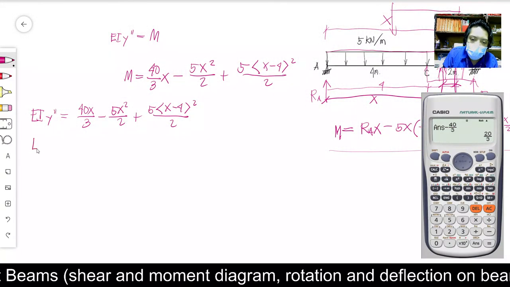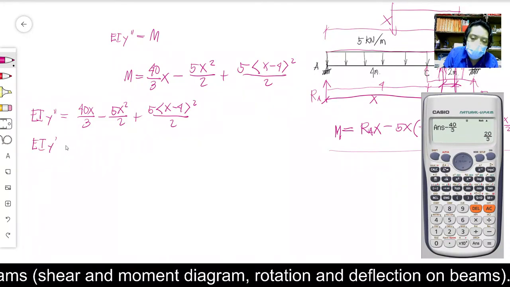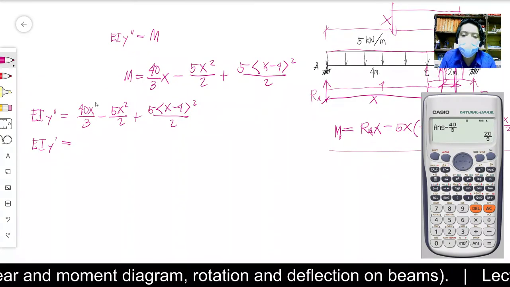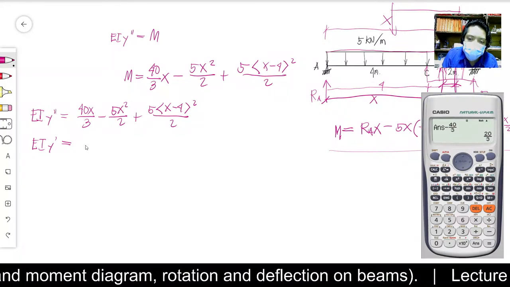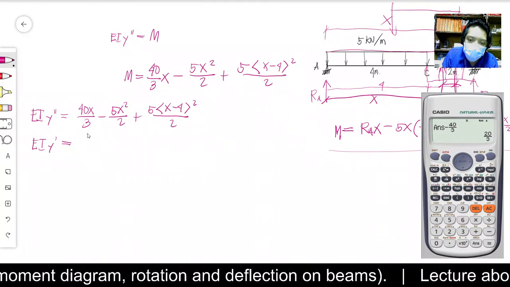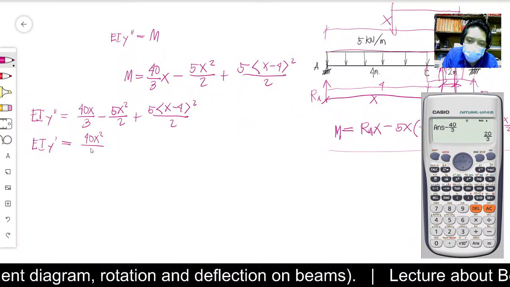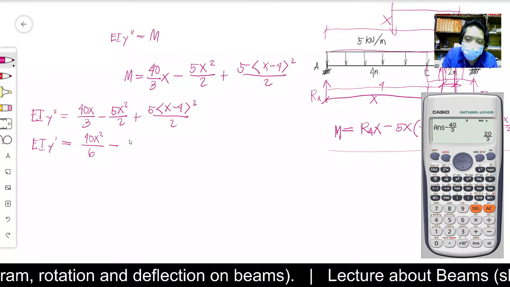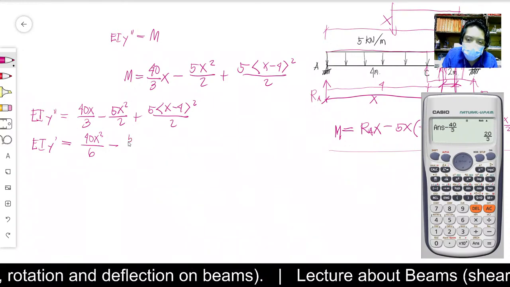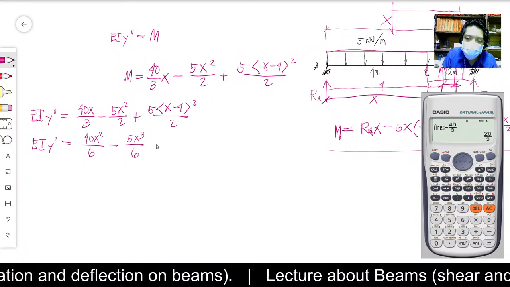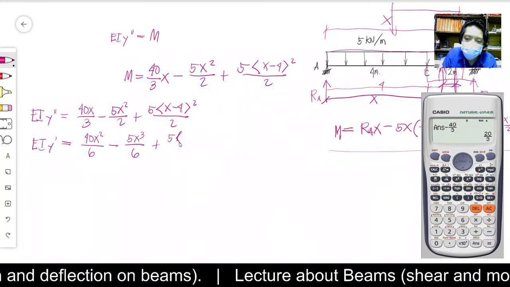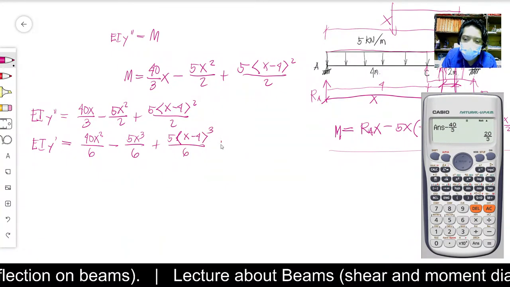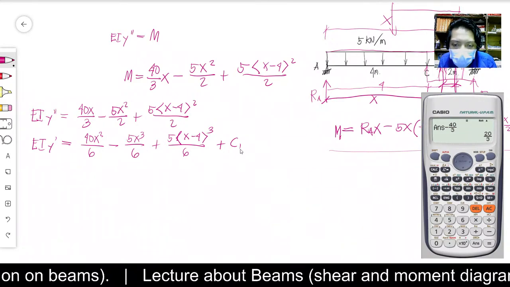Okay, next. EI y prime. Ibig sabihin, kinuha mo na ang first derivative, in-integrate mo. Because the integral of y double prime is y prime. So, this will be equal to 40x squared over 6 minus 5x cubed over 6 plus the bracket 5 times x minus 4 cubed over 6. Of course, plus C1.